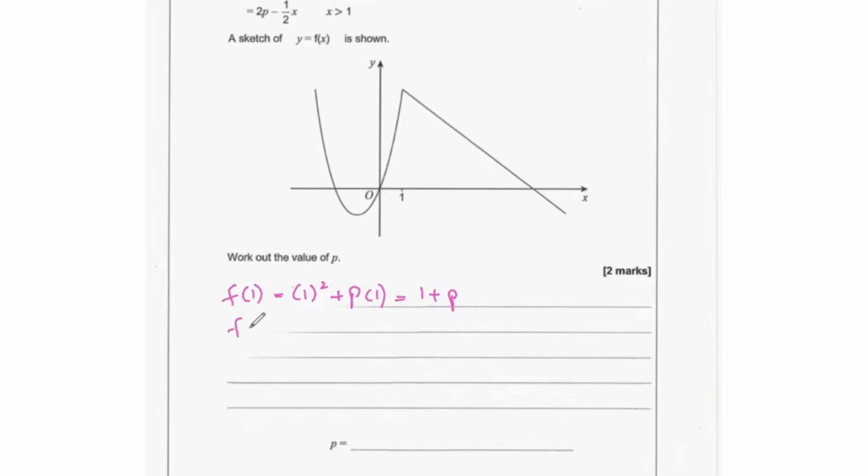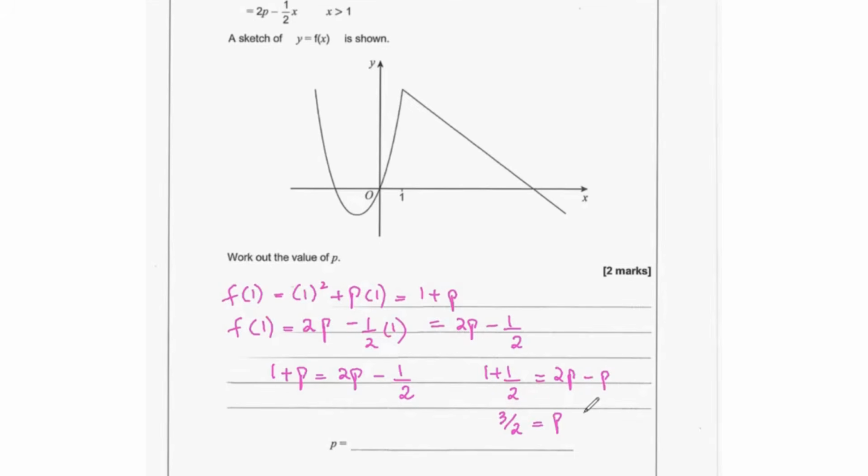Now for the second one, we again put x equals 1. So that's going to be 2p minus 1 over 2 times 1. That gives us 2p minus 1 over 2. Now we put both the equations equal to each other. So that's 1 plus p equals 2p minus 1 over 2. Collect the like terms on each side. 1 plus 1 over 2 equals 2p minus p. That's 3 over 2 equals p.